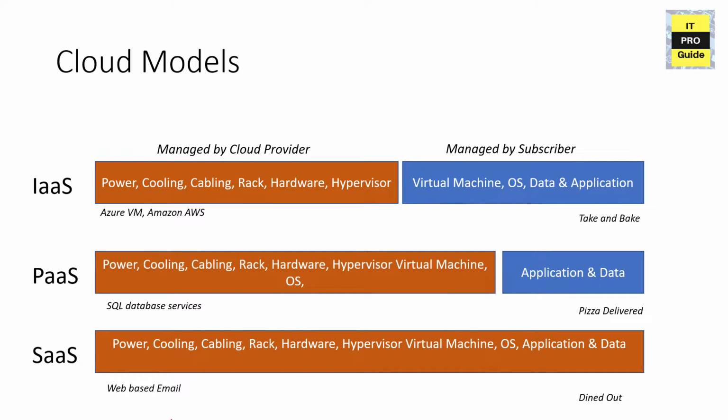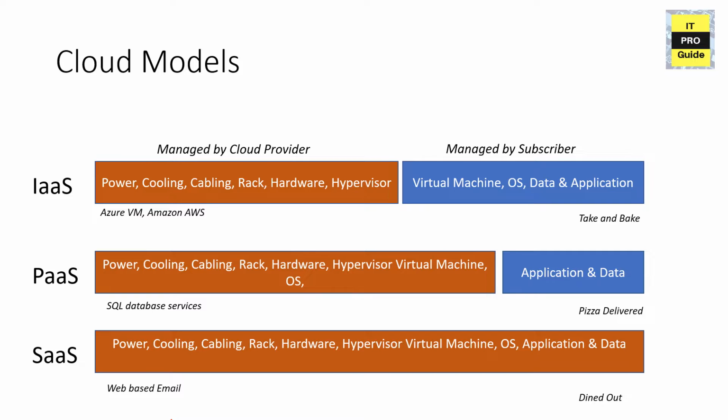Let us understand the different types of cloud models available. In on-premises, if you want to deploy an application, you need to start from power and cooling all the way up to the application. It is your responsibility. You are the one going to manage it. But in the cloud, it is different. It is a shared management, or shared responsibility. Some portions are managed by the cloud provider and some portions are managed by the subscriber. And there are different models.